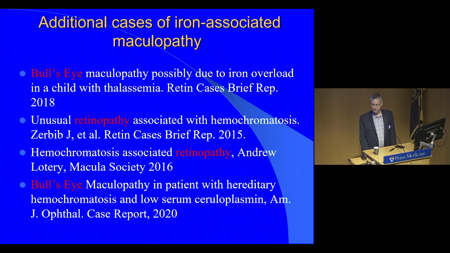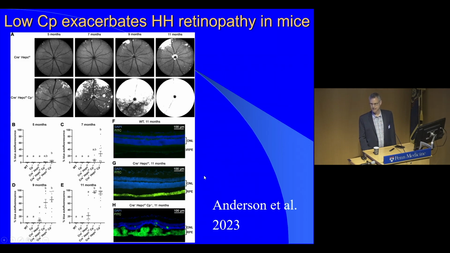We then created a mouse model to test this hypothesis. Brandon Anderson, a graduate student in the lab, did this. And these are fundus photos taken by our resident expert, Brent Bell. Thank you, Brent. Here we see abnormal autofluorescence in the retina in the mouse that has hereditary hemochromatosis. But when we add a knockout of ceruloplasmin, you can see that this becomes much accelerated and much more widespread.